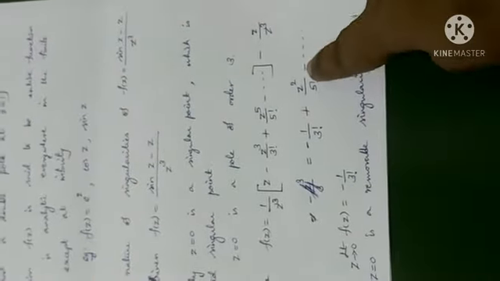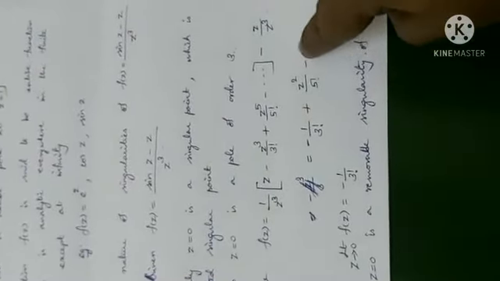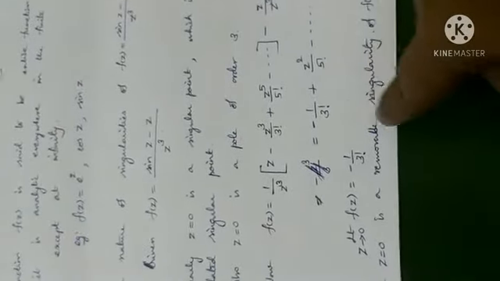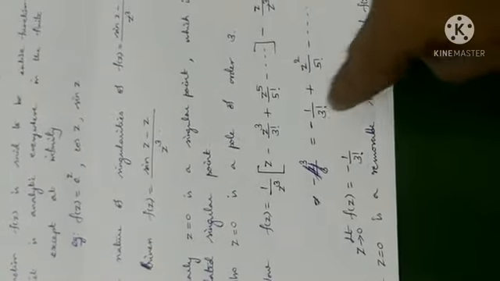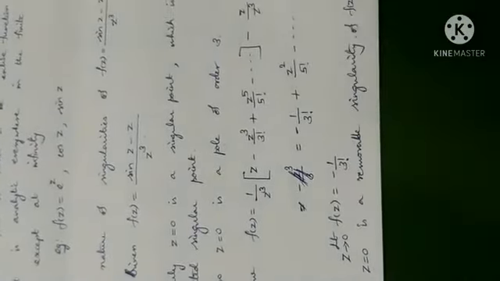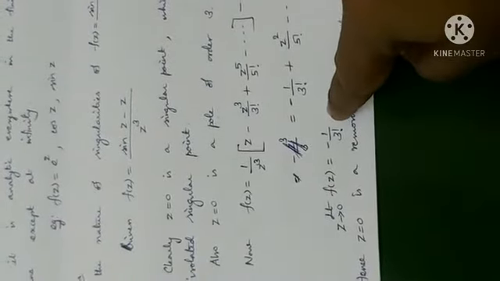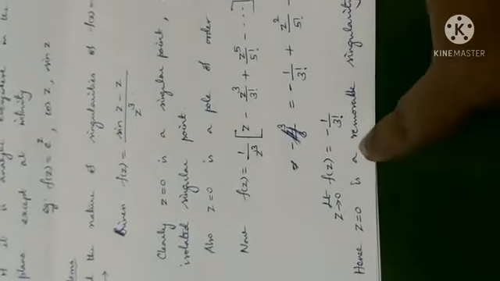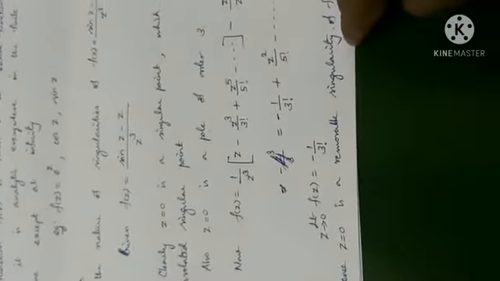So here we should check whether the limit of the function exists. If the limit of the function exists, it is a removable singularity. When z approaches 0, all the other terms will become 0, and the answer is minus 1 by 3 factorial. The limit of the function exists finitely. Hence z equal to 0 is a removable singular point. Once you know the expansion, from the series you can easily decide whether it is removable or essential.